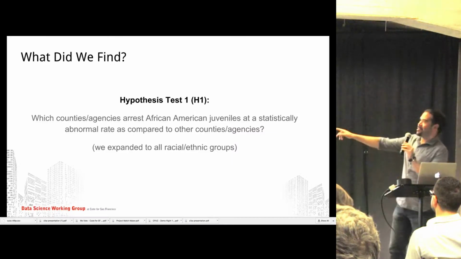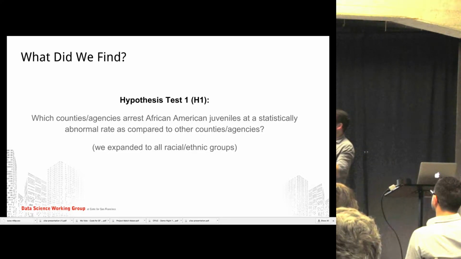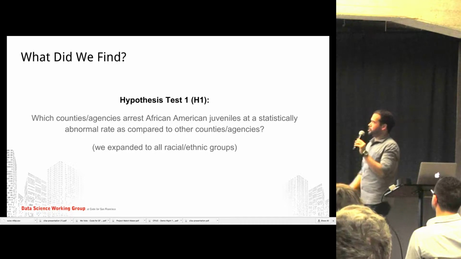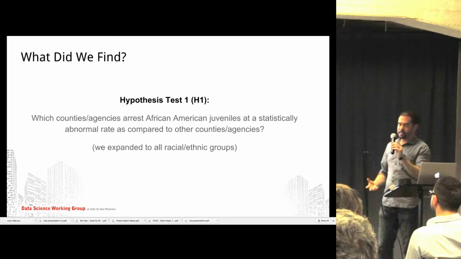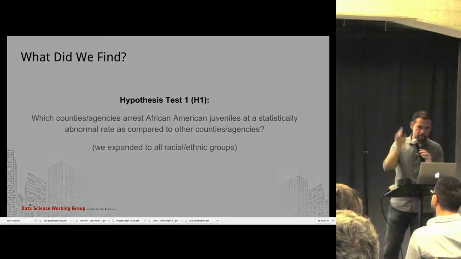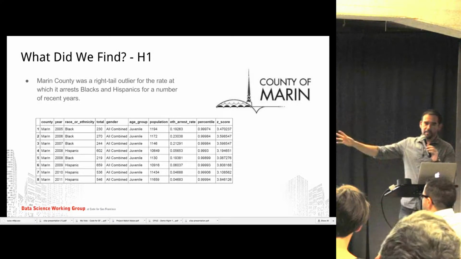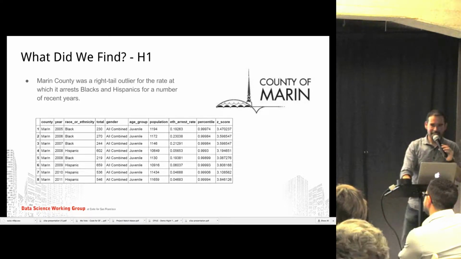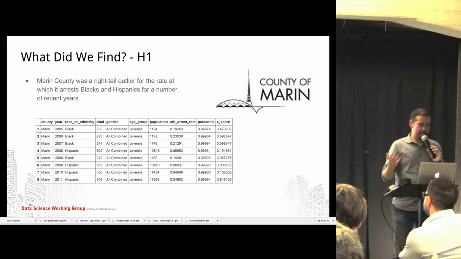So the hypothesis test, or the question, was phrased differently before. Which counties or agencies arrest African American juveniles at a statistically abnormal rate as compared to other counties or agencies? And we actually expanded this to all racial and ethnic groups that were in the data set.